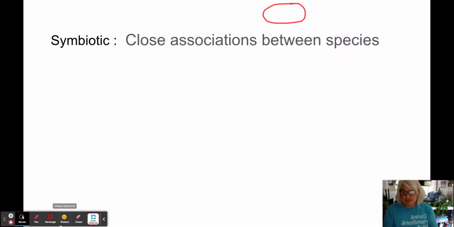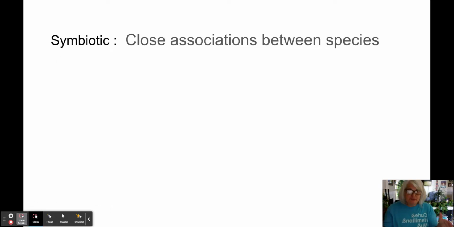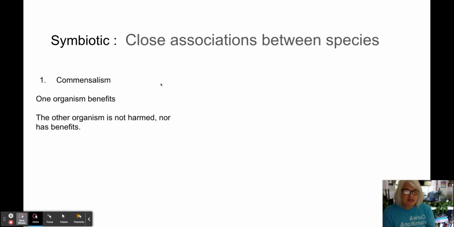So the first relationship I want to talk about, there's actually three in this area. Symbiotic is kind of an umbrella term that covers three different relationships. These are close associations between species. And the first one is called commensalism. In this, one organism benefits, so organism A gets a plus. The other organism, organism B, isn't harmed, but also doesn't really get a benefit from it.